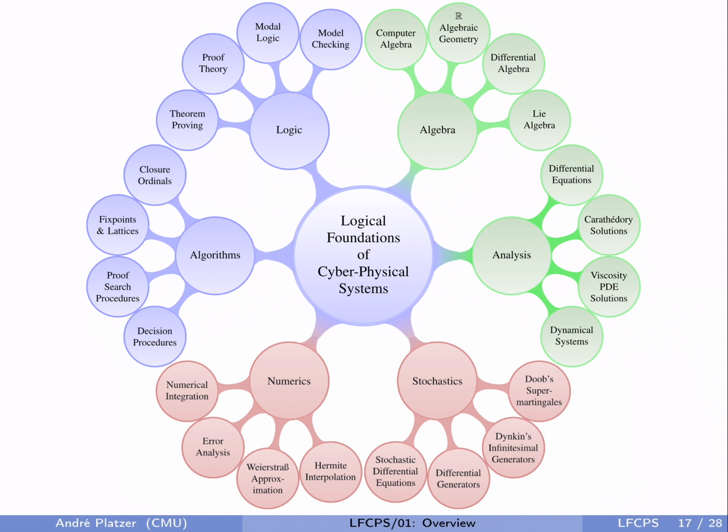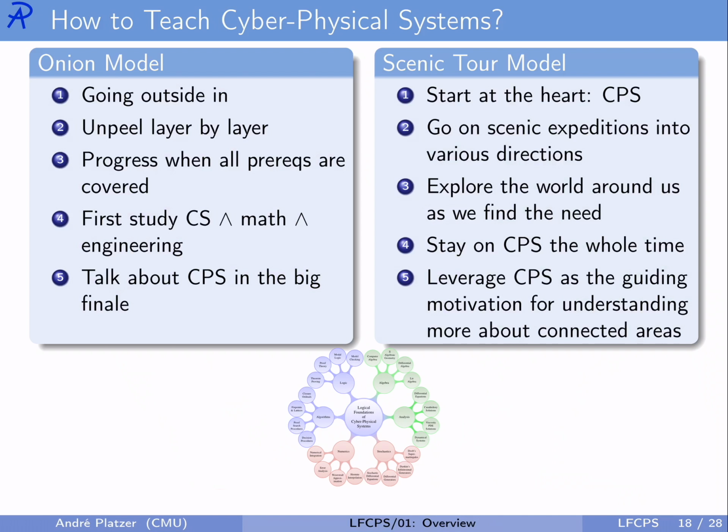Don't panic with all this background. There are two ways of taking you through this. The one is the onion model, where we start on the outside layer of this dependency. We unpeel one layer at a time, and we basically progress to more inward circles whenever all the prerequisites have been met. The way you would do that in a course is you first go off and study all of computer science, then you go off and study many areas of mathematics, then you study all of engineering, and we ultimately talk about CPSs in the big finale.